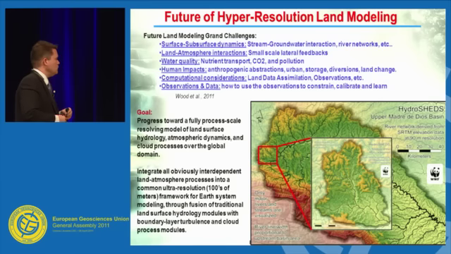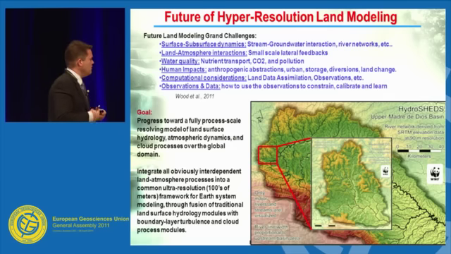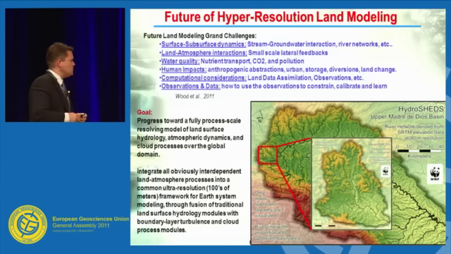Water quality, nutrient transport, CO2 and pollution, things that involve ecology but also people, should be put in there. And of course, human impacts may be one of the largest grand challenges. How do we get into these systems? Dams, water management, irrigation, water storage, urbanization, diversions, changes in land, management of land systems, so that those are actively included in the modeling system. Computational considerations, land data assimilation, and using observations in these models are going to be a critical, important component. The goal is to progress towards a fully process scale resolving model of land surface hydrology, atmospheric dynamics, and cloud processes over the global domain.